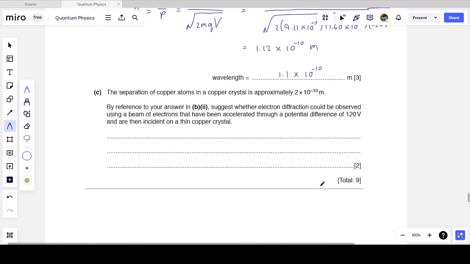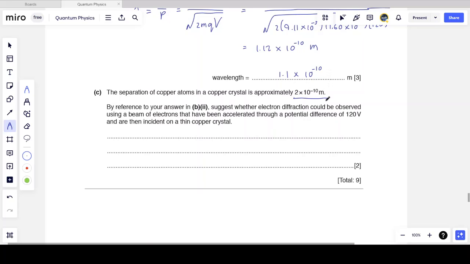Next, we are told that the separation of copper atoms in a copper crystal is 2 times 10 to the minus 10 meters. Now, by reference to your answer in B2, suggest whether electron diffraction could be observed using a beam of electrons that have been accelerated through a potential difference of 120 volts and are then incident on a thin copper crystal. So they want to know if I take these electrons, accelerating through 120 volts, and fire them at a copper crystal, if they will diffract.